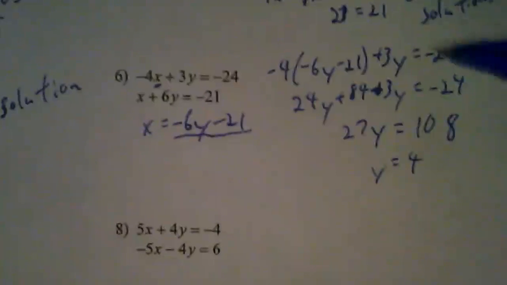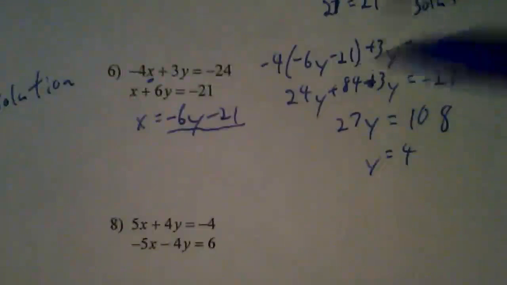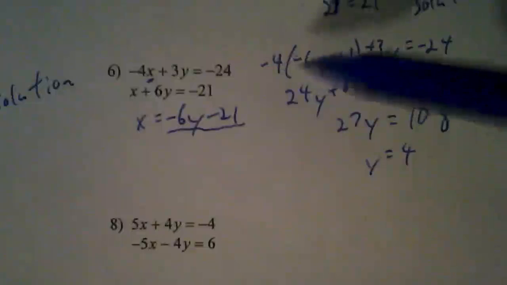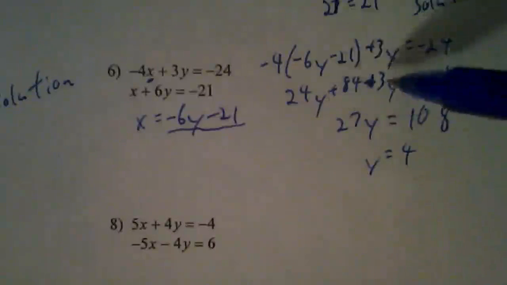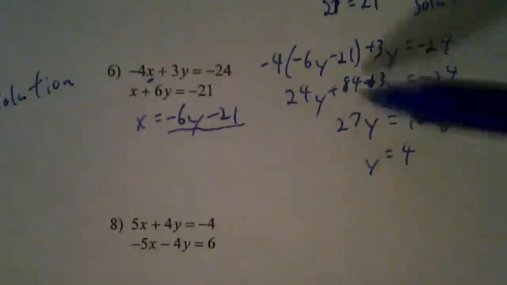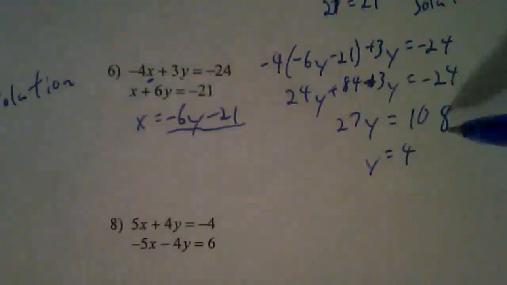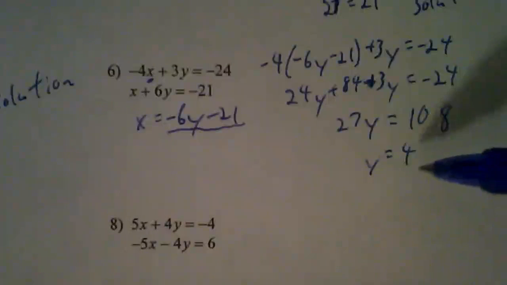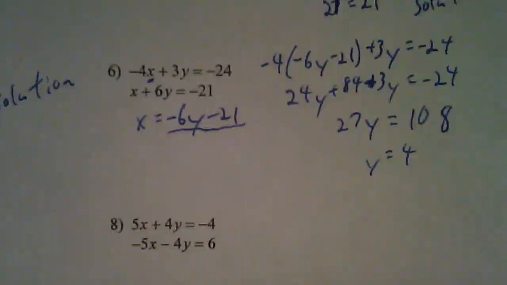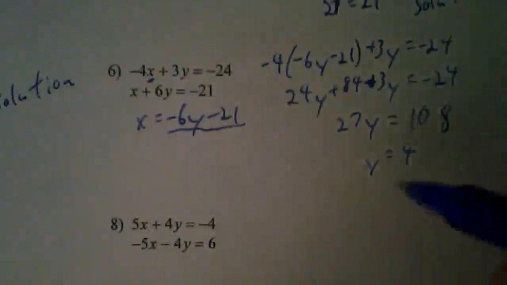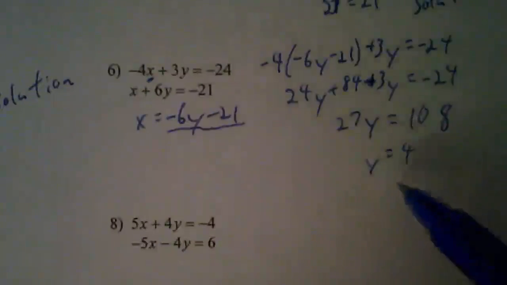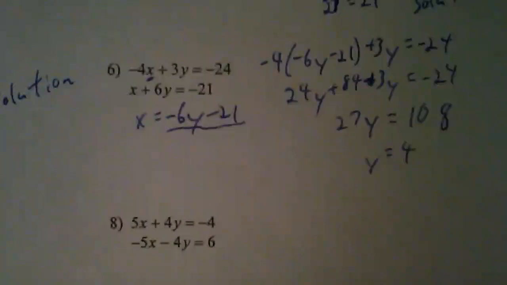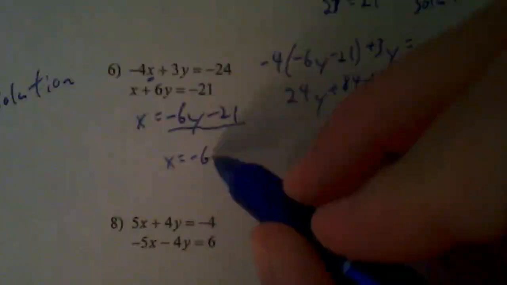Oops, I'm sorry, you cannot see that one. Let's show the work again. Here it is. So again, we distributed, combined like terms, brought the 84 over to the other side, got 108, divided by 27, and y was 4. Now again, that's just y, we need x. We could plug it back into either one of these equations, or since we already solved this equation for x, plug it back into that equation. That'll also give us the correct answer.